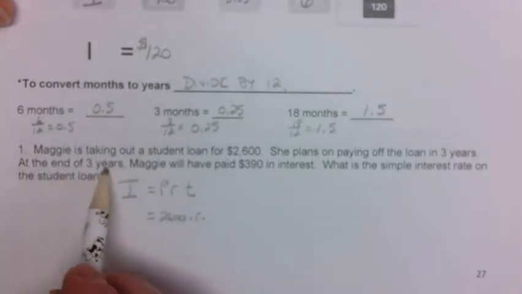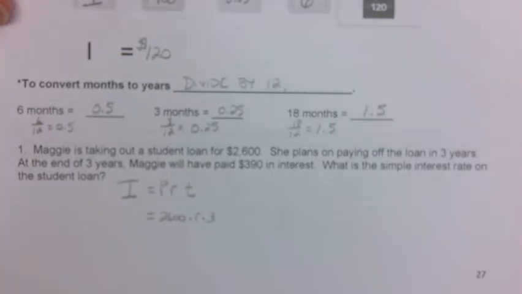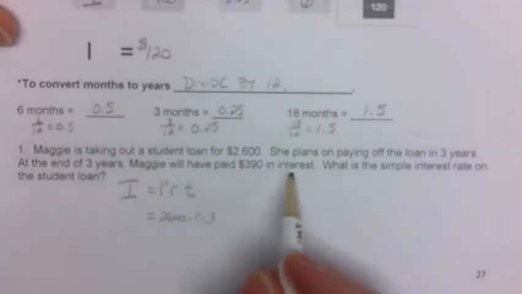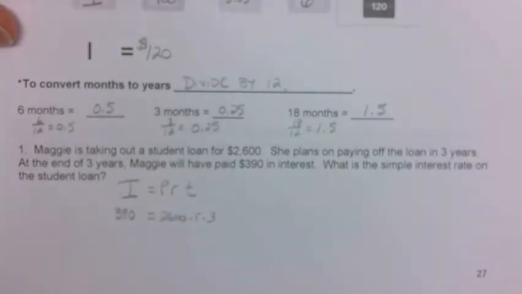And we know that it was after 3 years that she paid the loan. 3 is T, the time. Well, they told us that she paid $390 in interest in 3 years. So our equation says 390 equals 2,600 times R times 3. We have to figure out the value of R. Notice on the same side as R, we've got 2,600 times 3.